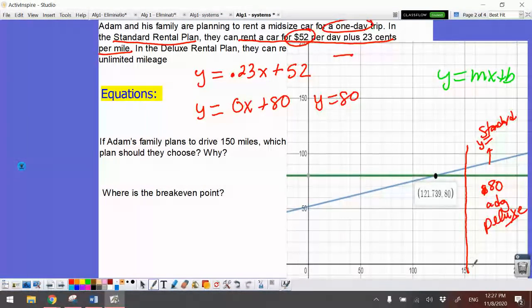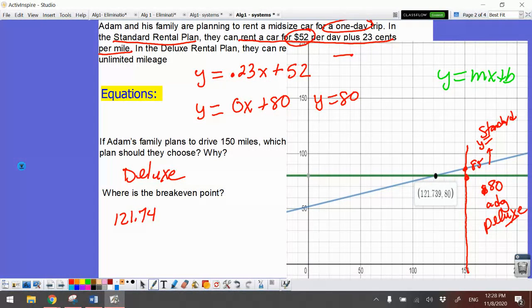Okay, so at 150 miles, who's cheaper? Well, the green line is going to be 80. The blue line is going to be maybe 85. So technically, the deluxe would be cheaper because it's a flat rate of $80. And the other one would be more than that because I've passed the number of miles where they're equivalent.